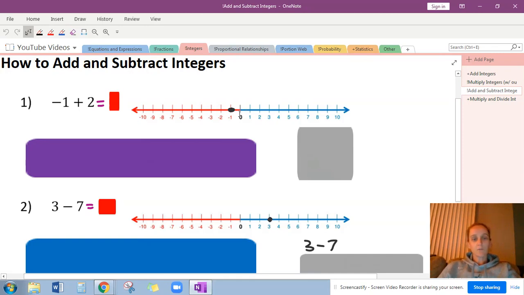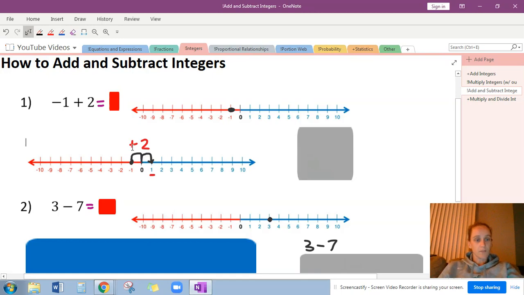Okay, so if I'm using the number line, I put my dot at -1 first because that's our first number here. And then after that, I'm going to go 2 to the right because it's +2. So I move 2 places to the right and I end up at 1, and so that's how I know that my answer is going to be 1.